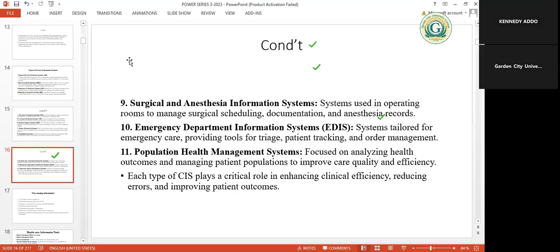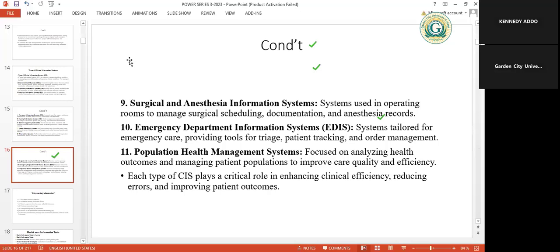Then we have surgical and anesthesia information systems. They are used in operating rooms to manage surgical appointments, documentation, and anesthesia records. Emergency department information systems are also tailored for emergency care, providing tools for triaging, patient tracking, and other management. Then the last one about clinical information systems is population health management systems, which analyze healthcare outcomes and manage patient populations to improve healthcare. So these are the available clinical information systems.